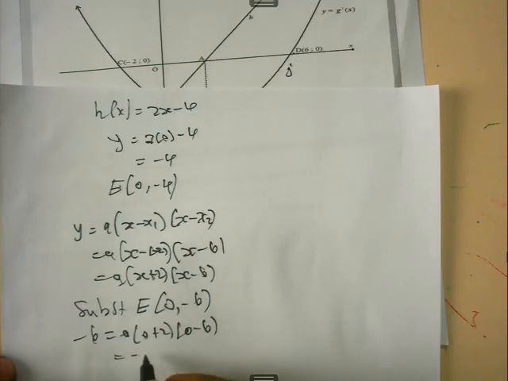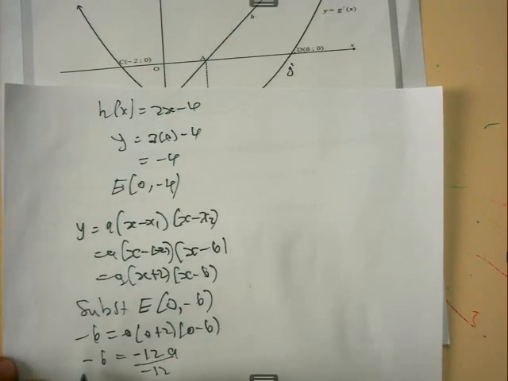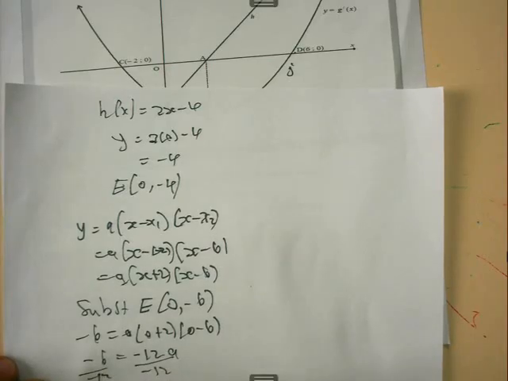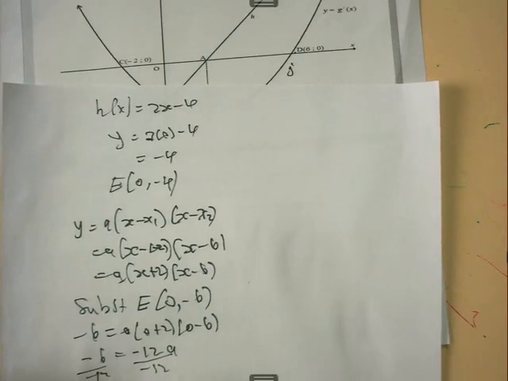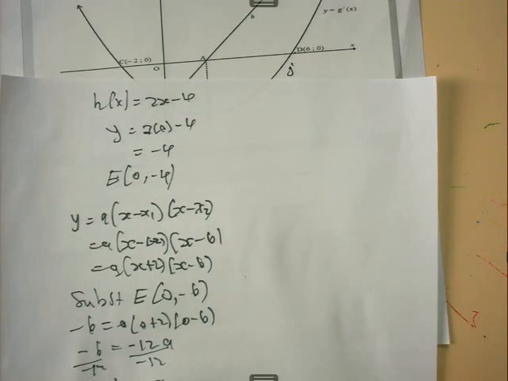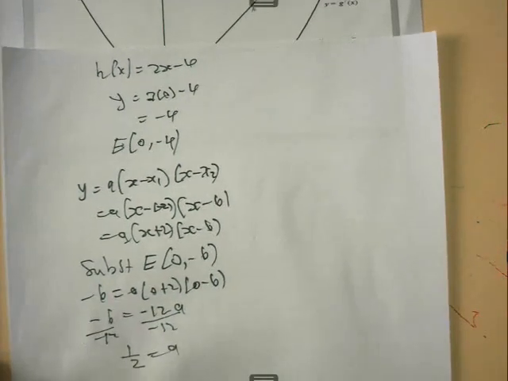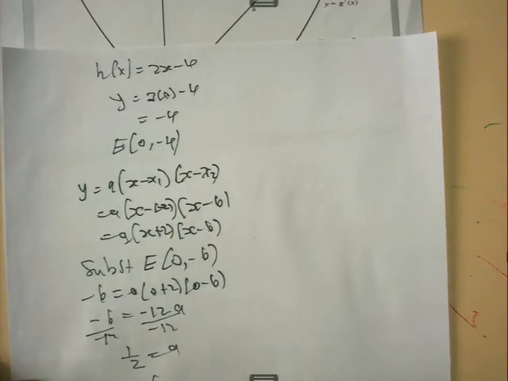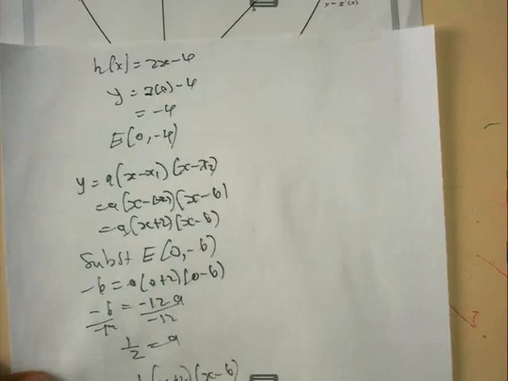Will be minus 12a. Then this one is a minus 6. Then I divide by minus 12, divide by minus 12. Then a is equal to 1 over 2. Right, boys and girls, now you have a. You just substitute this one to say y is equal to 1 over 2 into x plus 2 as well as x minus 6.